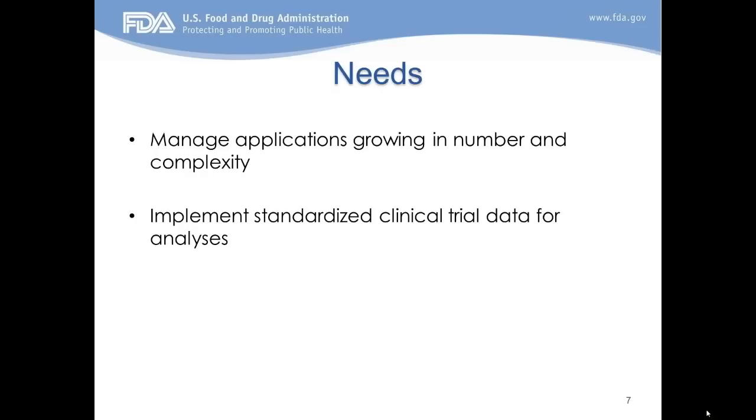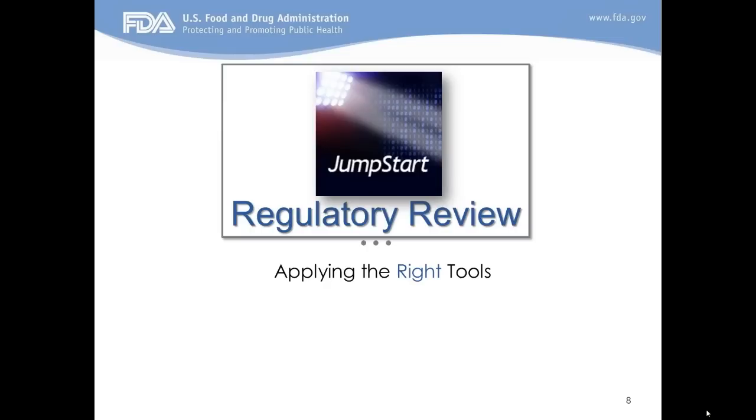So Jumpstart was created in CDER, in the Office of Computational Science, to address these needs. And Jumpstart is actually capitalizing on the submission of standardized data. So what it does is that it provides the appropriate tools and the services to very quickly and efficiently run analysis that help the reviewers determine whether they have data that is going to meet their needs, whether they have data that is of high quality, and it also provides them with exploratory analysis to really jumpstart their review process.